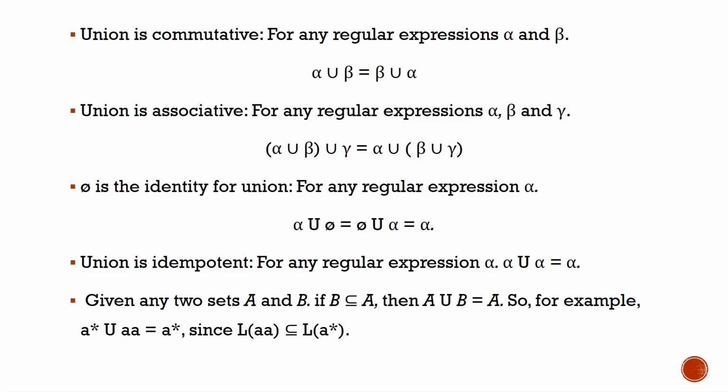Then, moving on, the second law is the associative law. The associative law says that if you have three regular expressions, alpha, beta, and gamma, then if we group alpha union beta first and then apply gamma, or in the second method, beta and gamma are grouped and then to that, on the left side, we add alpha, both are equivalent.